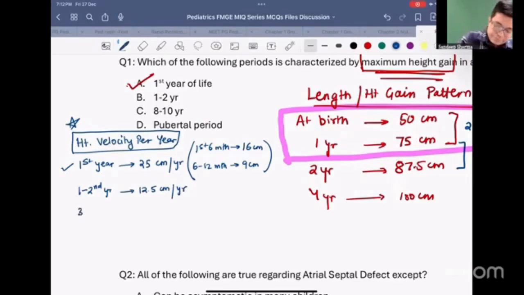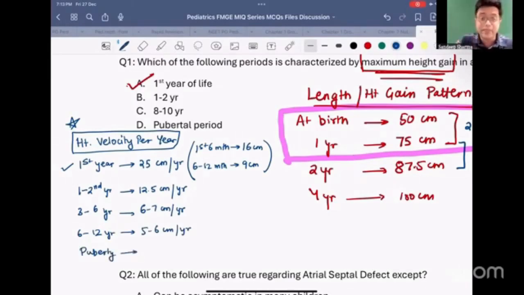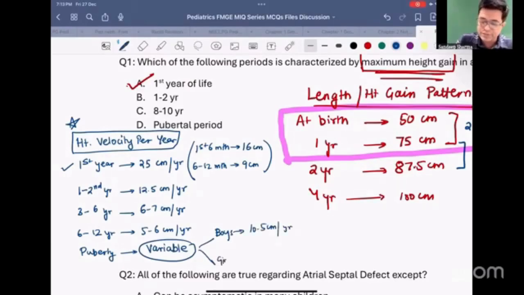Between 3 to 6 years, the height gain becomes even slower. It becomes 6 to 7 centimeters per year. And between 6 to 12 years, it becomes about 5 to 6 centimeters per year. What about puberty? In the pubertal period, the height gain becomes variable. What it means is, in case of boys, the peak growth spurt is about 10.5 centimeters per year. And in case of girls, it is only 9 centimeters per year. Right? And these are the values you are supposed to remember.